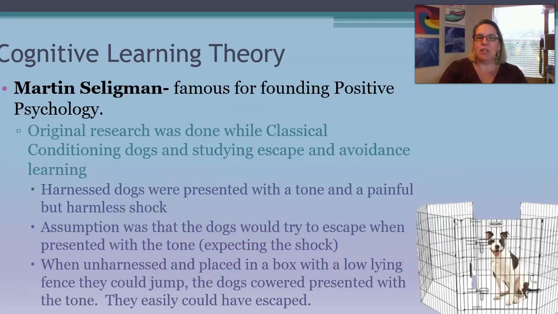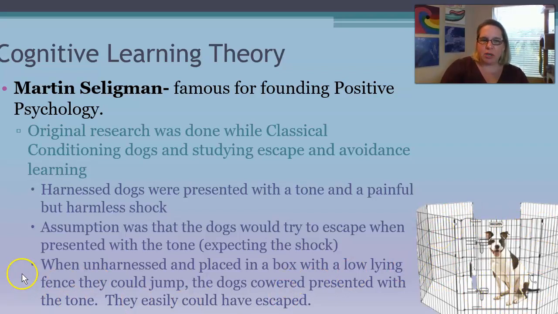And then Martin Seligman is the third cognitive learning theory that we're going to talk about. He is really well known for positive psychology, which hopefully toward the end of the year we'll get a chance to kind of talk about a little bit. His original research was done while he was testing out the theory of classical conditioning. And he was studying whether or not dogs would escape or avoid a situation that could be potentially painful for them. So what happened is, you kind of notice in this picture here.